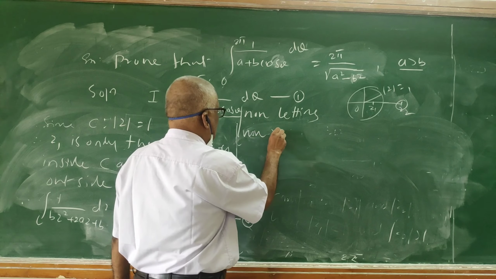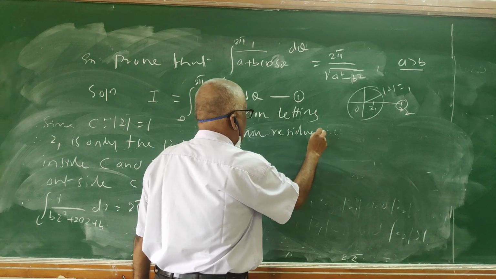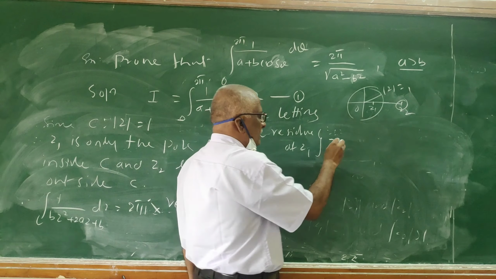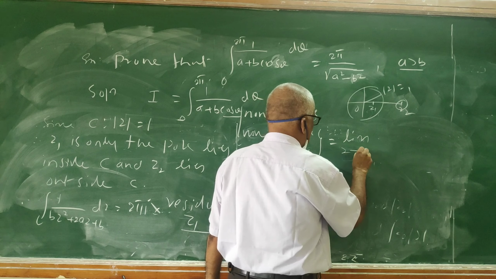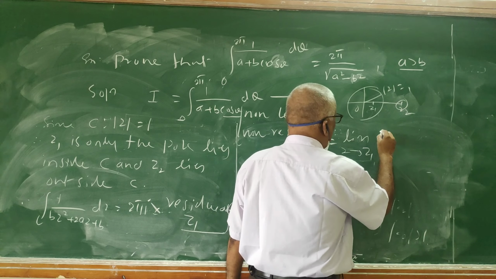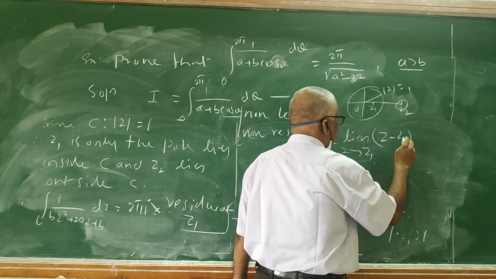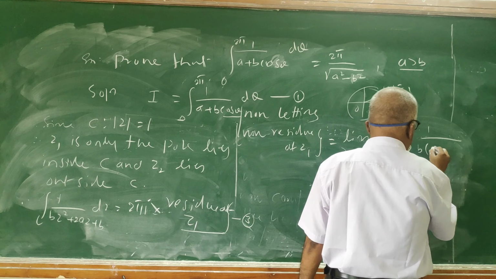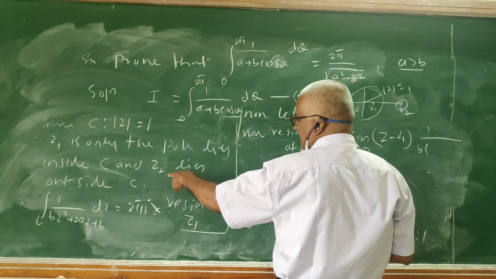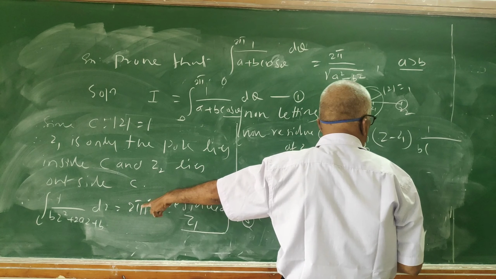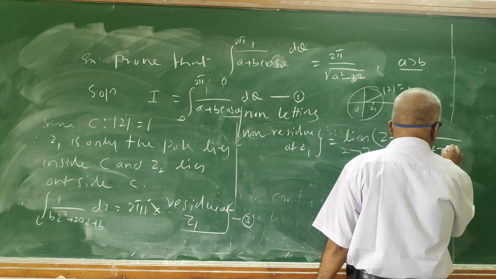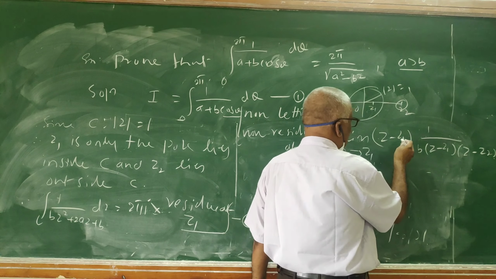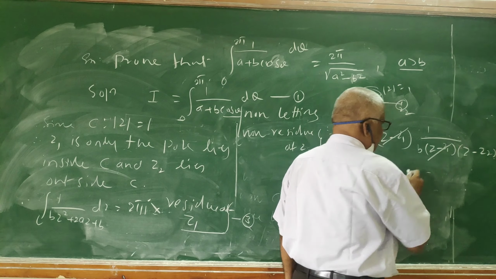Now the residue at Z1 is a simple pole. So it is the limit as Z tends to Z1 of (Z minus Z1) into f(Z). What is f(Z) here? It is 1 by b times (bZ square plus 2aZ plus b), which factorized becomes b times (Z minus Z1) into (Z minus Z2). As Z tends to Z1, these two factors get cancelled.